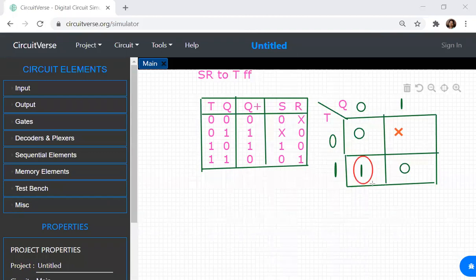So this is a single 1 over I have. Now what should I write? I should write the expression for that. So what is the expression? S is equal to, my expression, what will S be equal to?